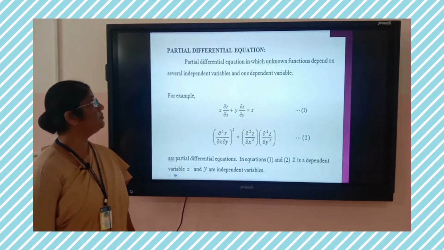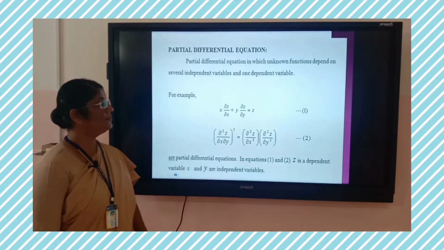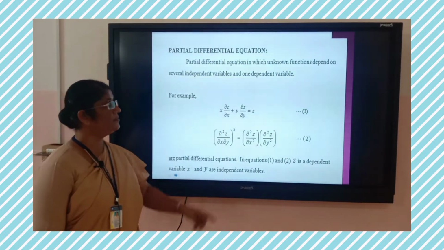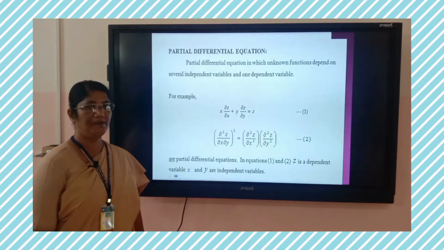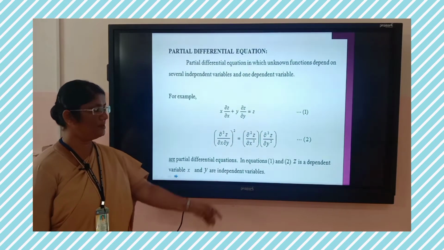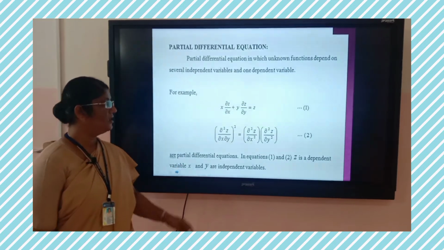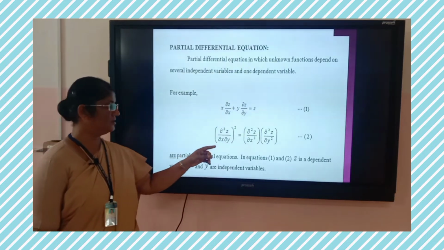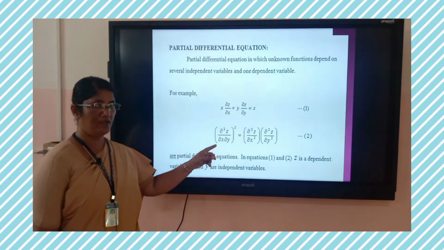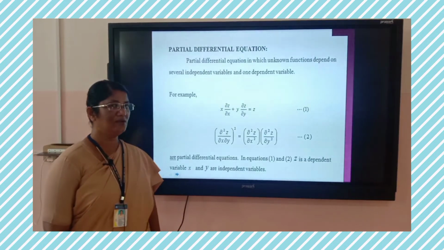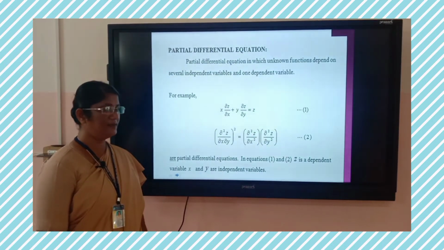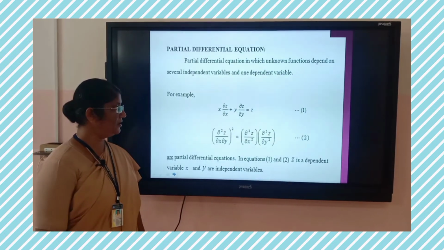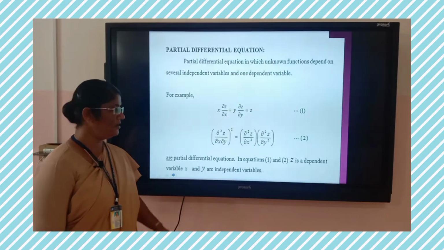Next we will see the definition of partial differential equation. A partial differential equation is one in which the unknown function depends on several independent variables and only one dependent variable. For example, I have given here two examples. First one, x ∂z/∂x + y ∂z/∂y = z. The second example, (∂²z/∂x∂y)² = (∂²z/∂x²)(∂²z/∂y²). In these two equations, z is a dependent variable and x and y are independent variables.